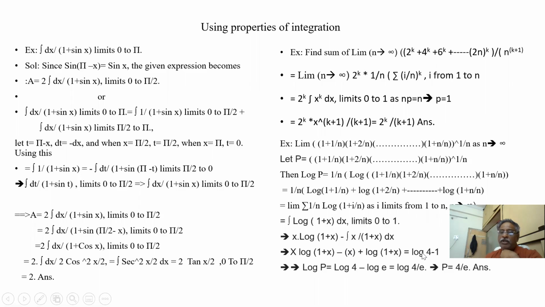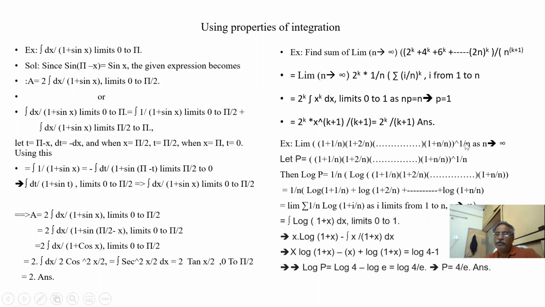I am getting log 4 minus 1, which is nothing but log of p. This is not the answer. The answer is p, where log of p is equal to log 4 minus 1. 1 can be written as log e, so log of p is log of 4 by e. So p is equal to 4 by e. This is the answer.